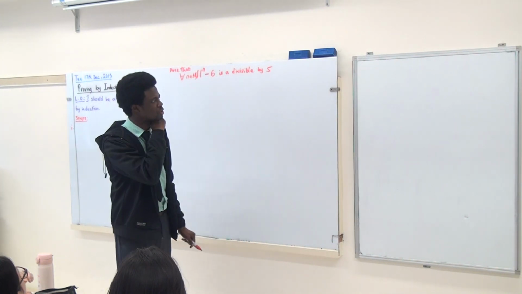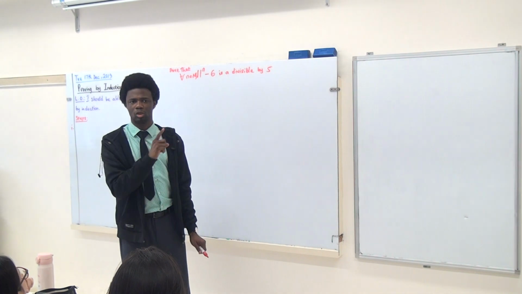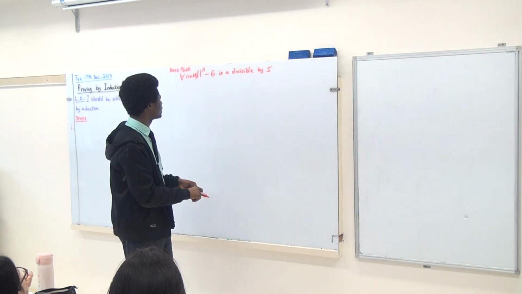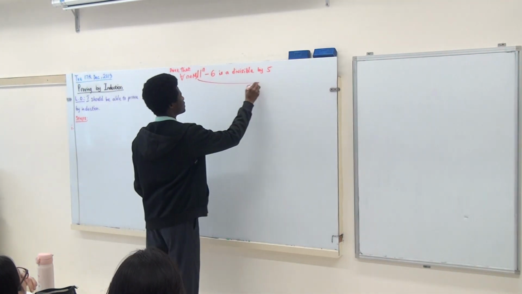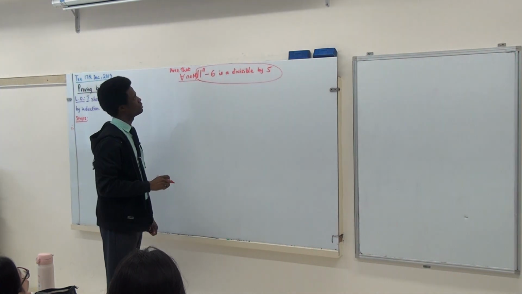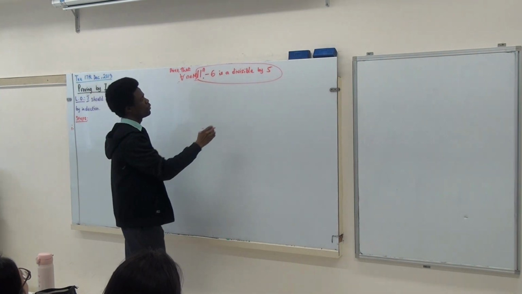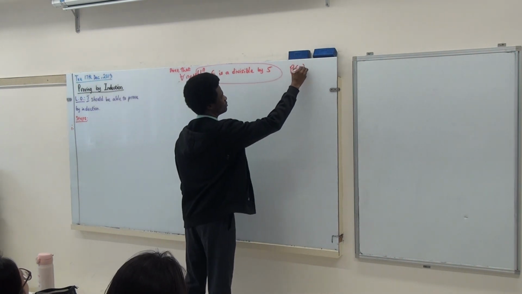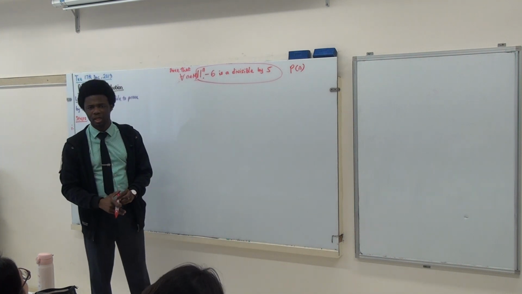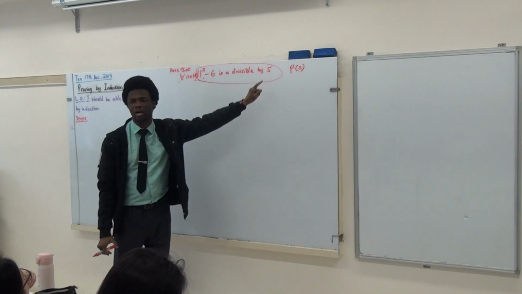The first thing we try to do is to label. I will encourage you to label your statement. We can label this statement as Pn. So Pn stands for 11 to the power n minus 6 is divisible by 5.